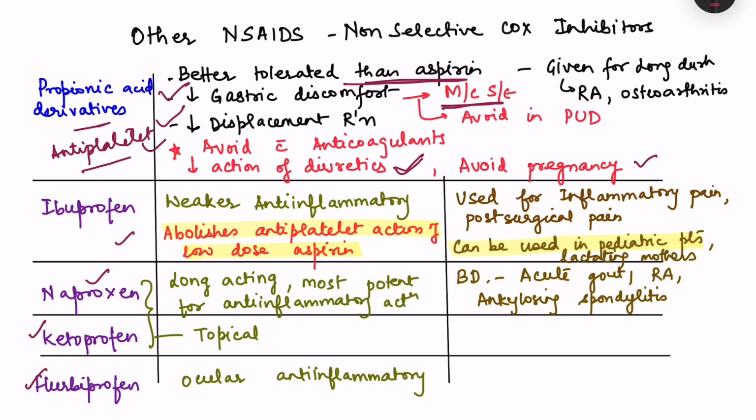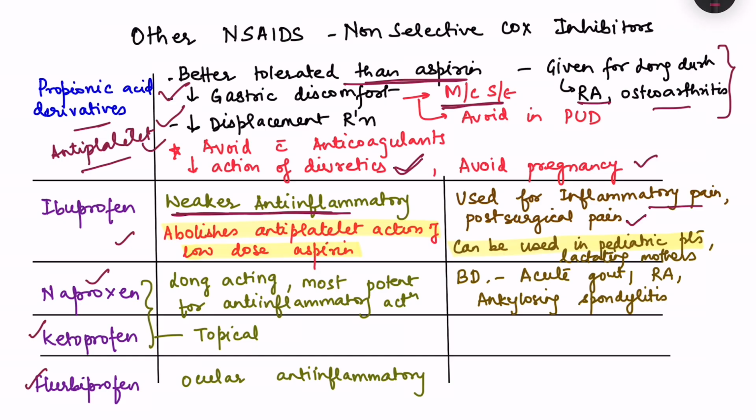Now, because of being better tolerated, they can be given for long duration for diseases like rheumatoid arthritis, osteoarthritis, etc. So, what are the characteristics of some of these drugs? First comes ibuprofen. Remember, it is a weaker anti-inflammatory, so it is not used generally for rheumatoid arthritis or osteoarthritis. But it is used for pain, inflammatory pain, post-surgical pain, toothache.